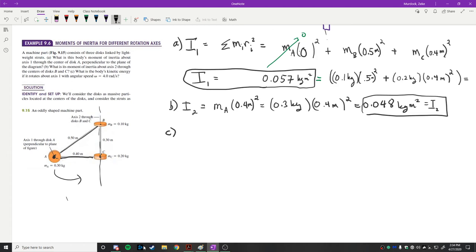Okay. Part C says, what is the body's kinetic energy if it rotates about axis 1 with angular speed omega equal to 4 radians per second? All right, so then we can use our definition that kinetic energy is equal to 1 half, in this case, I1 times omega squared. So that's 1 half. I1 is that number right there. And then omega, we're saying, is 4 radians per second. We're squaring that. And I got 0.456.